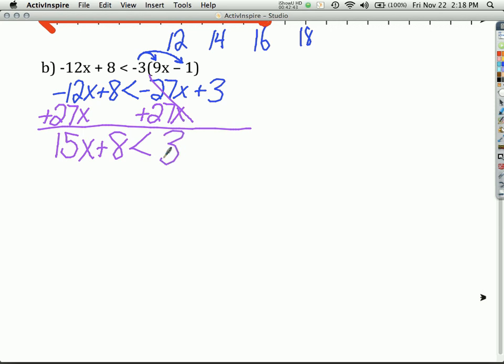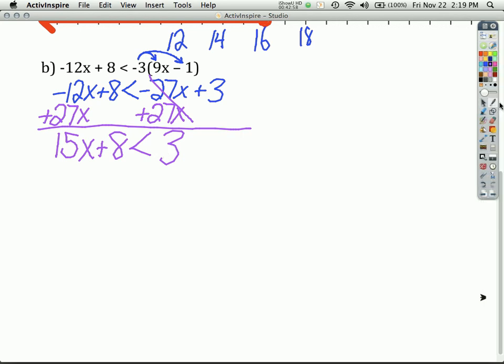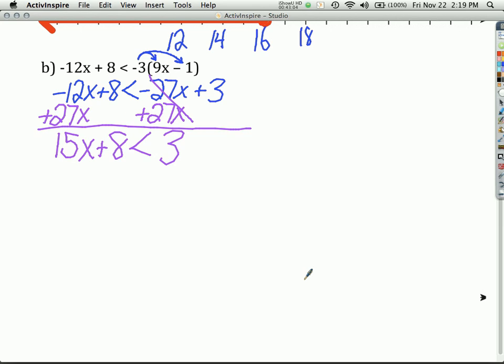How many steps do you think we have left? Kamoy? 1. Think we have 1? Well, my high-level students could probably do it in 1 step, but it's probably not the easiest one to do. So what is the next step in solving? What's the next step? Sharif? Subtract 8 from both sides. Did I multiply or divide by a negative number? No. So the symbol's going to stay the same still. I'm left with 15x is less than negative 5.